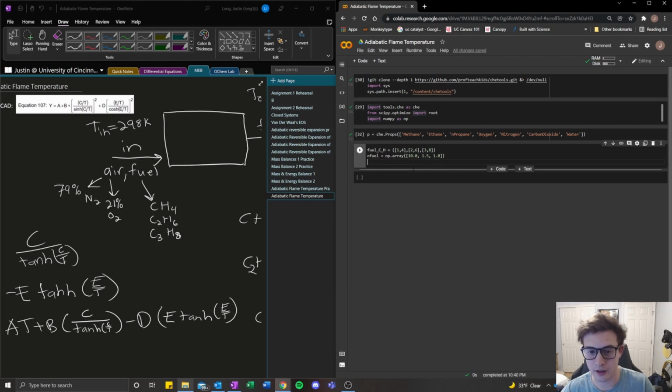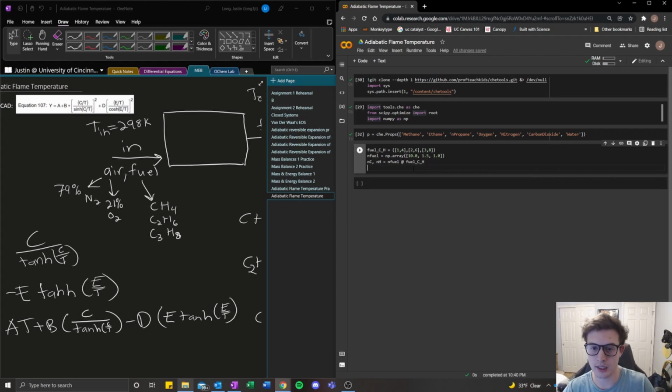Alright, so now that we have that, we want to multiply them together to get us our total number of carbons and our total number of hydrogens. And so this we're going to set equal to the matrix multiplication of our fuel moles times our fuel C underscore H. And what this will let us do is find out the number of moles of everything that we have.